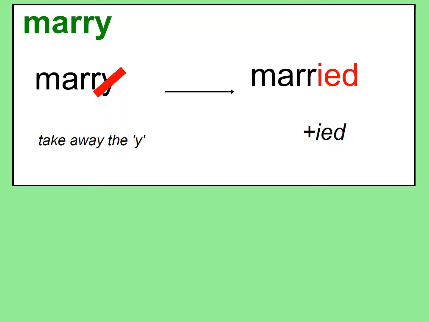Our first verb that we're going to turn into a past tense verb is the word marry. As you can see there in the middle, you will cross out the Y, or you take it away, and then you simply turn it into an I and add ED. So marry therefore becomes married.